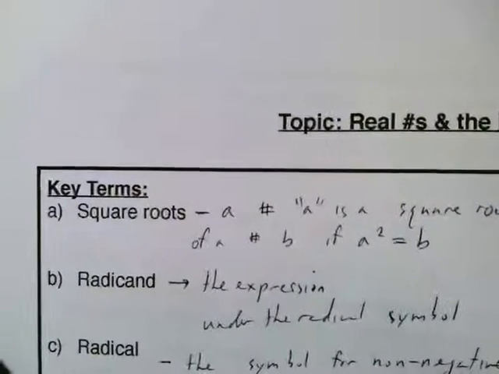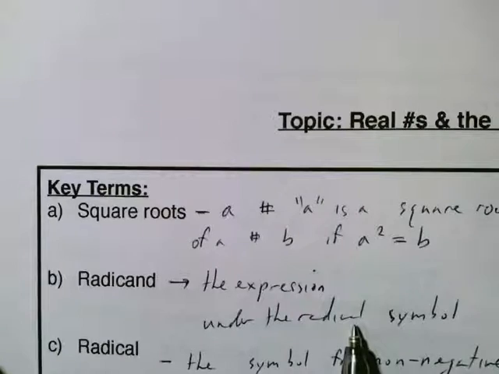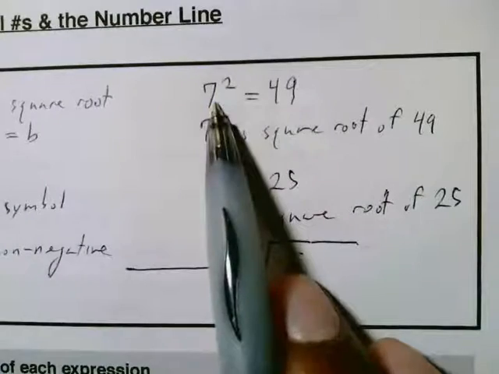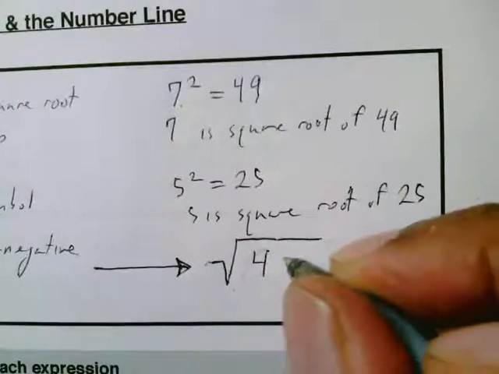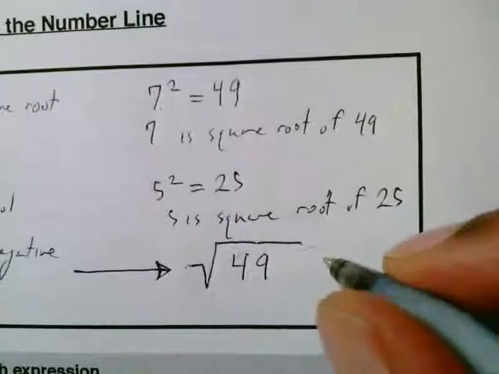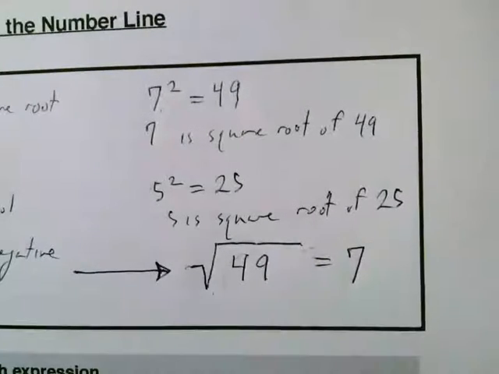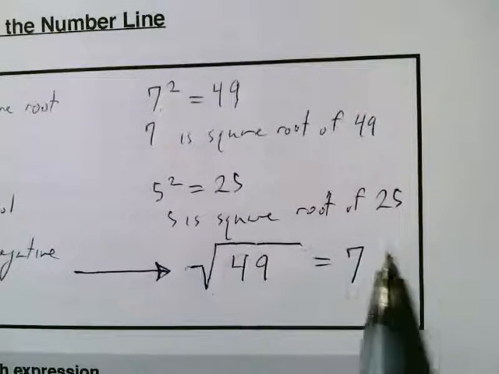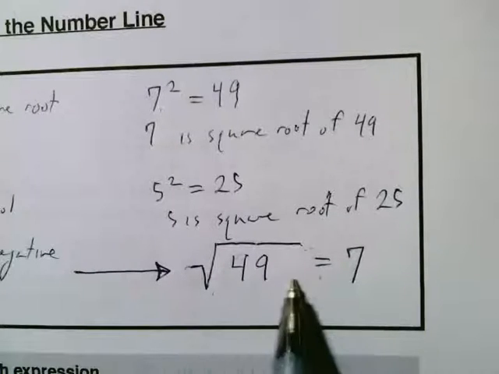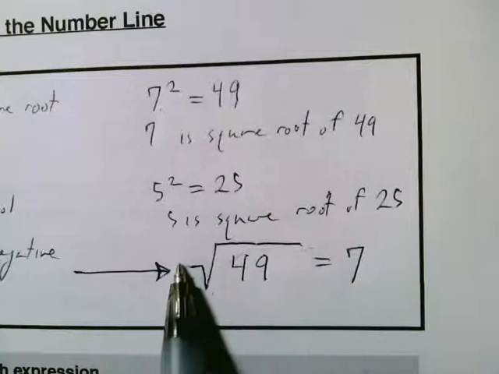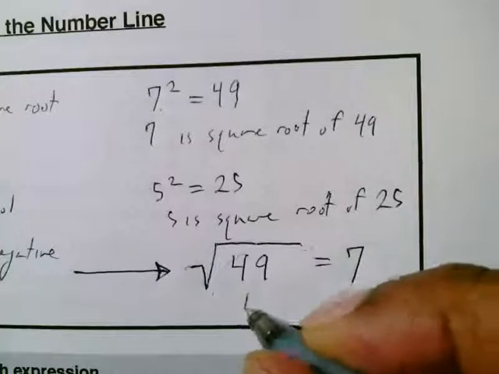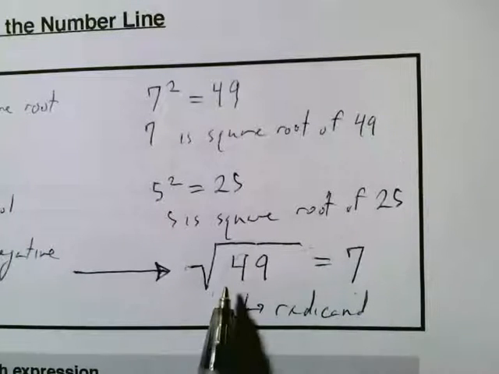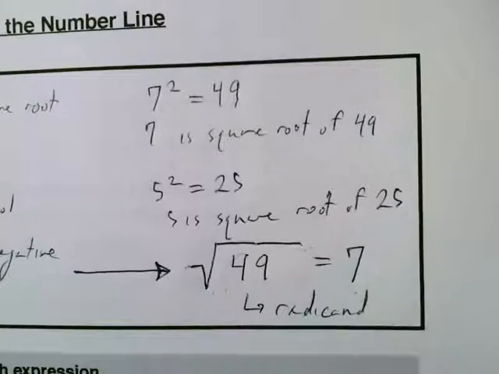So the expression under the radical symbol is the radicand. For the first problem over here, we know the square root of 49 is 7. The same way I wrote over here as a sentence, 7 is the square root of 49, I would write it this way. It's the mathematical way of saying it. The square root of 49 is 7, in which the radicand is 49 and the square root is 7.